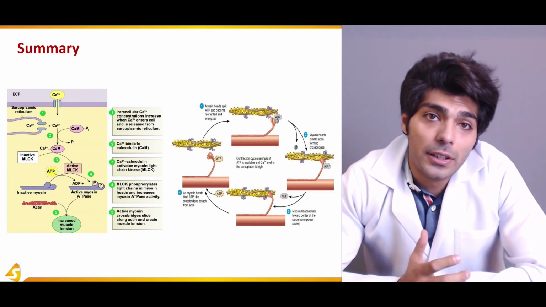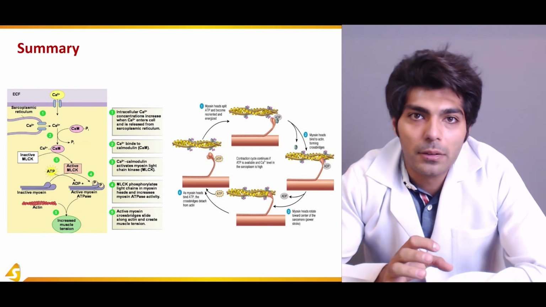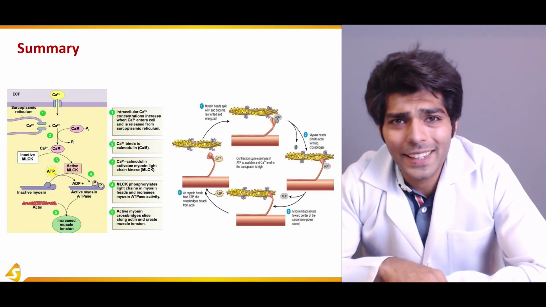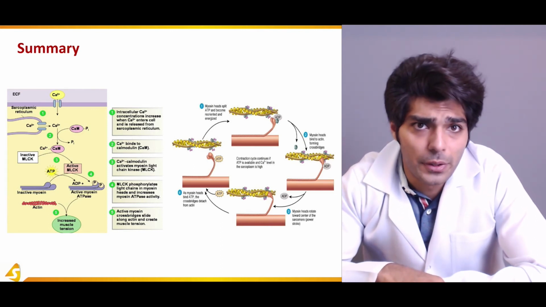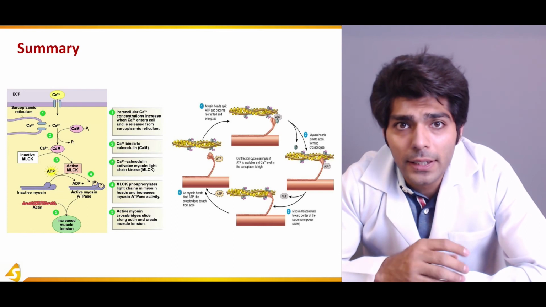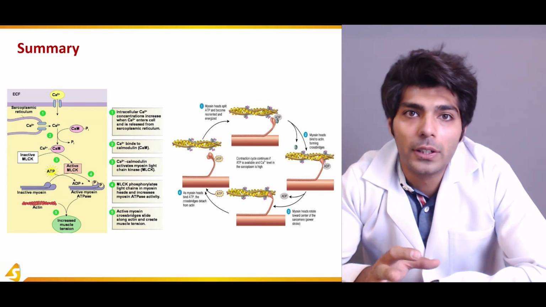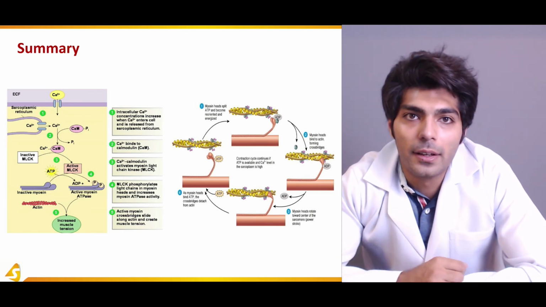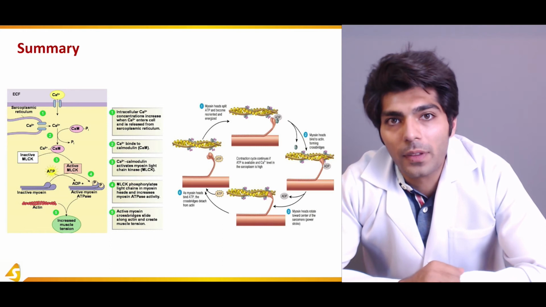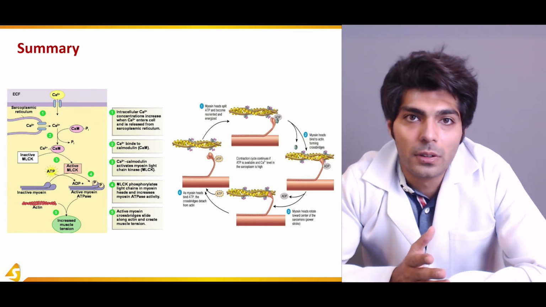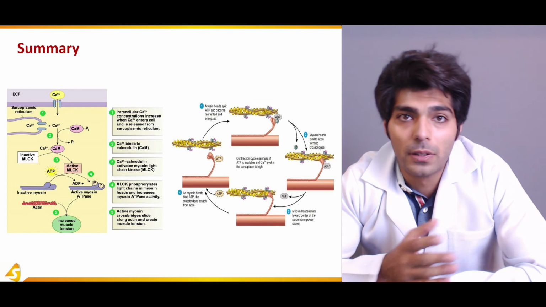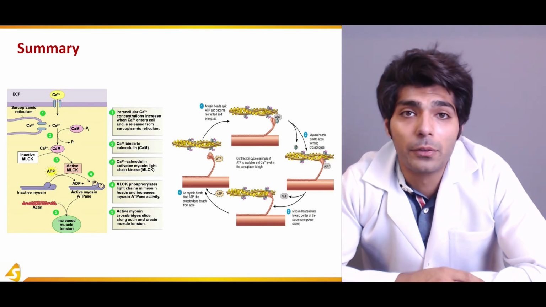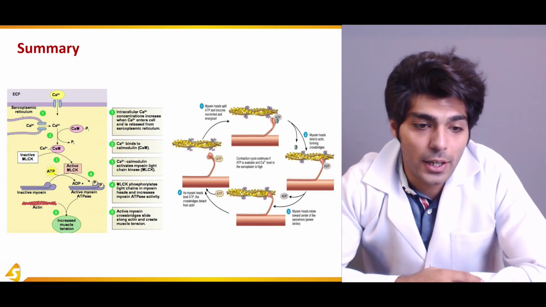In unitary or single unit smooth muscle, there is a presence of gap junctions between the muscle fibers, so that the force is transmitted equally and they all contract as a single unit. The action potential is transmitted from one muscle fiber to the next muscle fiber, and hence the cross-linking between the actin and myosin filaments occurs.